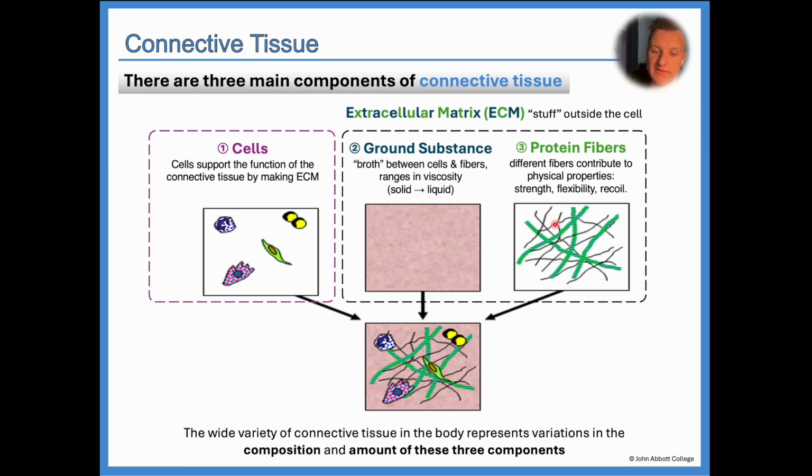So yes, that's the three components. When I ask you what are the three components of connective tissue, you should tell me there's cells, there's ground substance, and there's protein fibers. All connective tissue have those three elements.